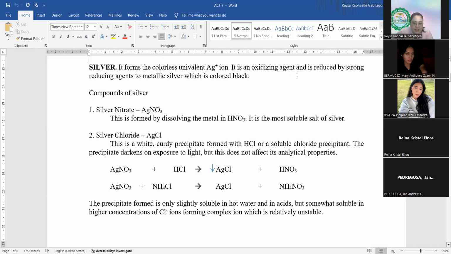It's an oxidizing agent. Wait lang, nanawag si Dean. Excuse me, sir. Dito na tayo. Sa silver na tayo.